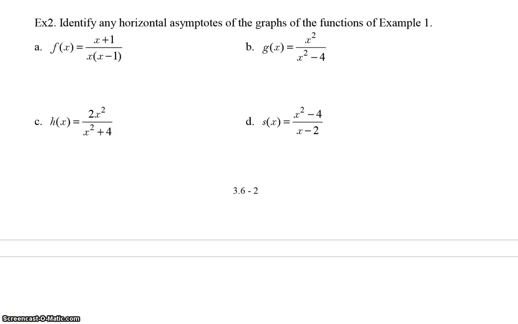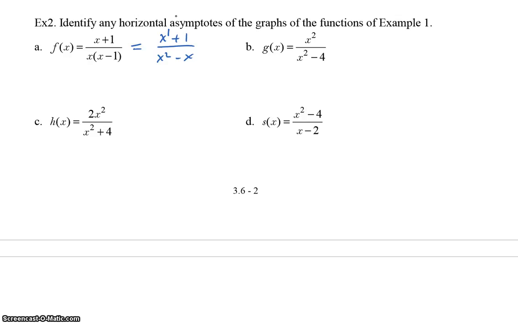Let's apply these criteria now to the examples we looked at in example 1, the same functions, now with our attention focused on finding horizontal asymptotes. What we want to do with these is, rather than look at the zeros of the denominator, compare degrees. So we need to know the degree of the numerator and the degree of the denominator. If we take our first example, f of x equals x plus 1 over x times x minus 1, and we multiply out the denominator, we can write it as x squared minus x. And just for emphasis, let me write the numerator as x to the first plus 1.